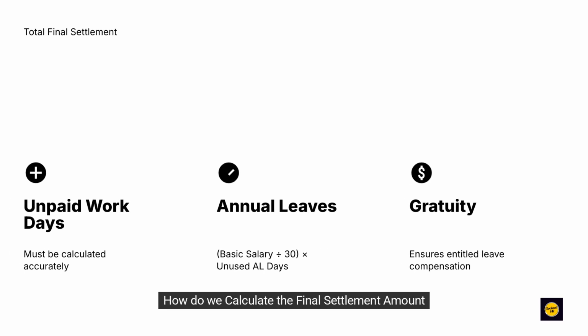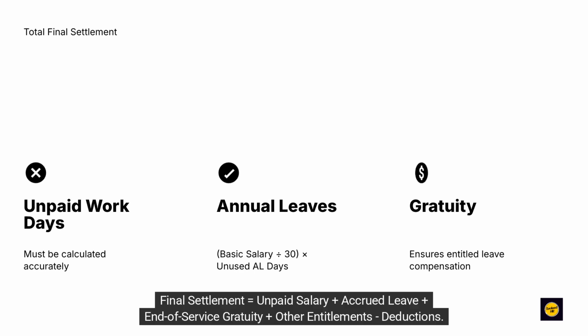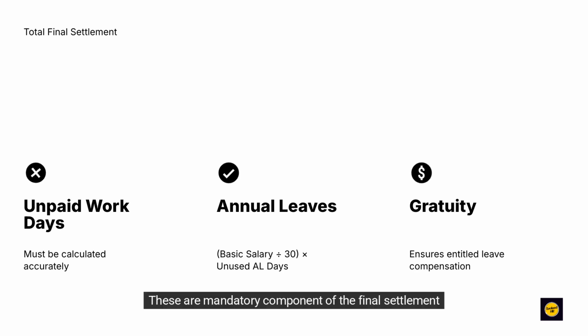How do we calculate the final settlement amount? Add up all the components. Final settlement = unpaid salary plus accrued leave plus end of service gratuity plus other entitlements, minus deductions. These are mandatory components of the final settlement.